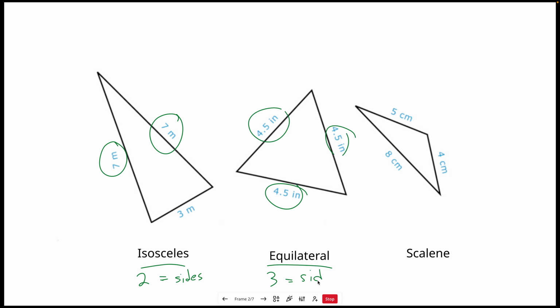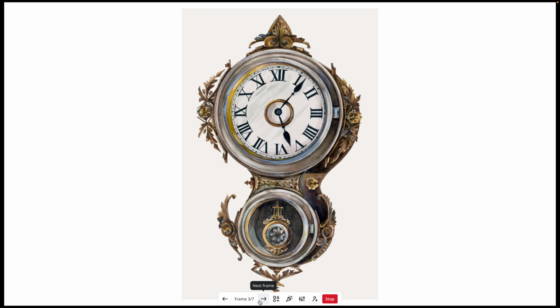And last but not least, a scalene has no equal sides, so 0 equal sides. Okay? So isosceles is 2 equal sides, equilateral is 3, scalene is 0.